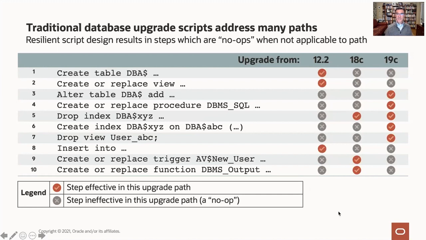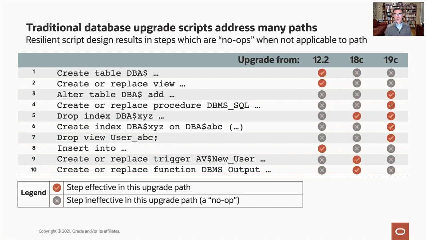Similarly, looking at step 6, here we're dropping an index. Presumably this was introduced in 19c, so upgrades from 12.2 and 18c do not require this step. However, it is applicable to upgrades from 19c. So with this in mind, we can see that in general, any upgrade execution is going to involve some steps which are effectively no-ops, no operation, because they do not apply to that upgrade path. And this is how the upgrade is written to be very resilient.